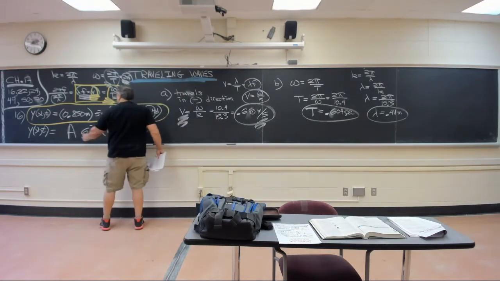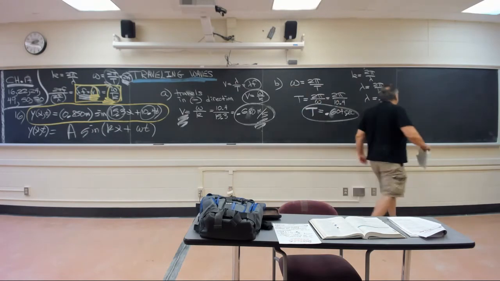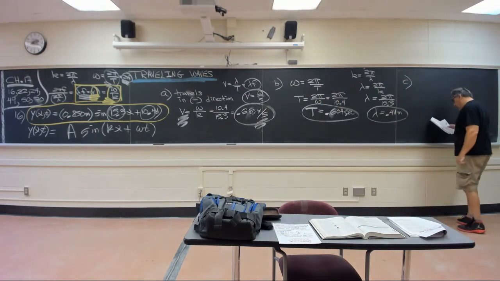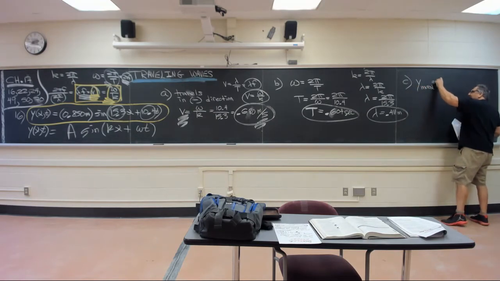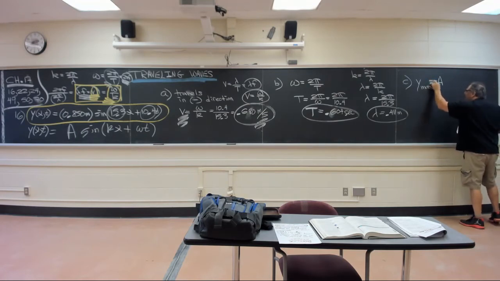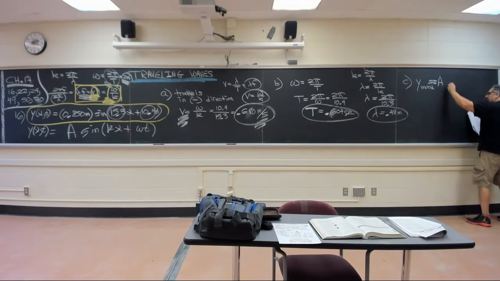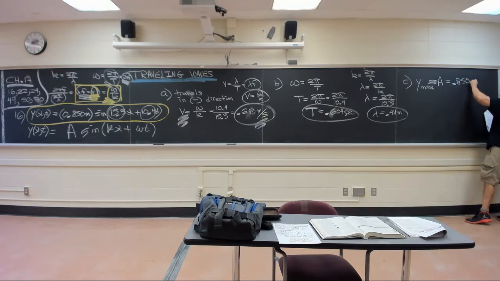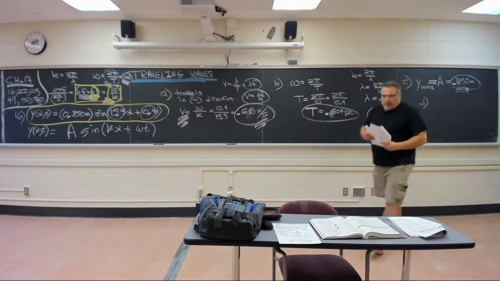Guys, mix and match all this stuff. Amplitude is equal to y max is equal to A. I put A there. They sometimes don't put A there. Doesn't matter. It's all a linguistic issue that's not really an issue. y max equals A is equal to 0.850 meters. Correct.